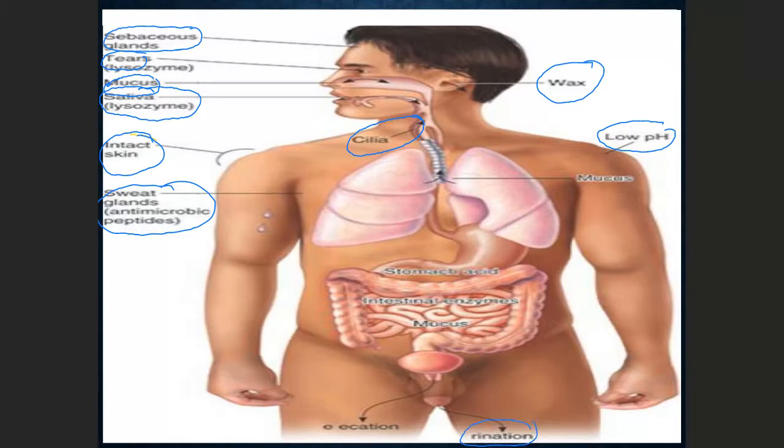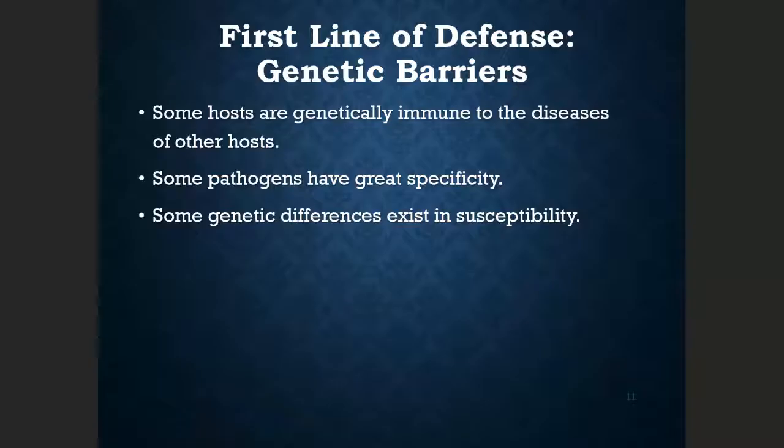Urination and defecation are also part of the first line of defense mechanism. Stomach acidity is also part of the first line of defense mechanism. So we actually have this type of defense mechanism even before the infection. This is the protection, the blockage against the entrance of microorganisms that might cause disease to us. And this is the third one over here, the genetic barrier.